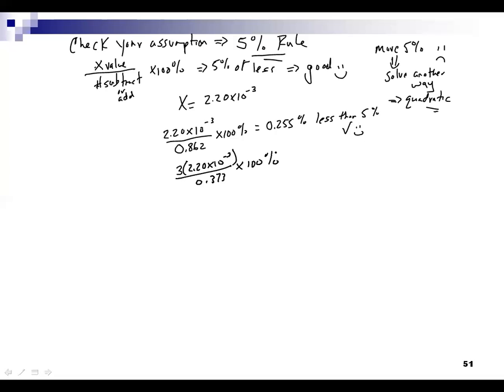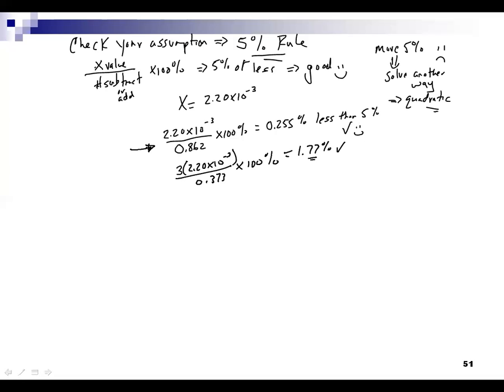Which would give us 1.77, which also is obviously less than 5. In my experience, if you check one of them, 99 times out of 100, you'll be good in that particular case.